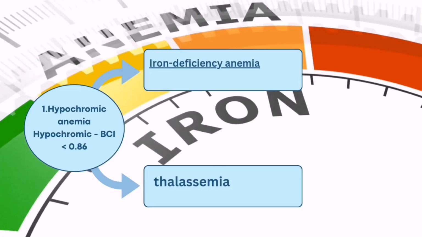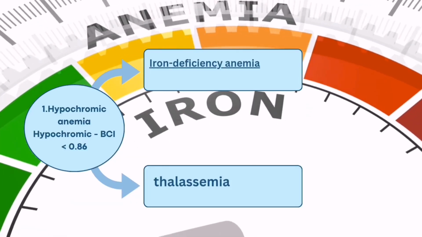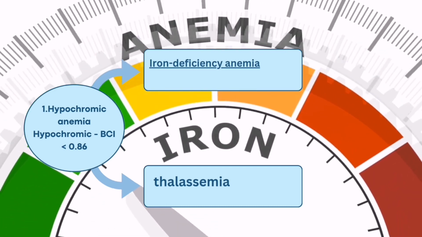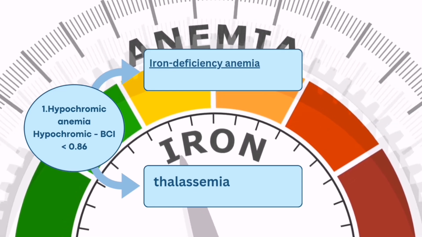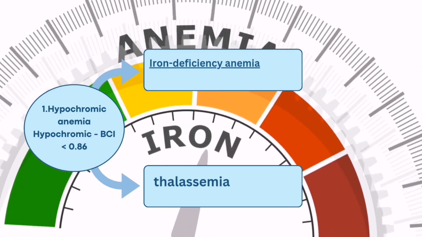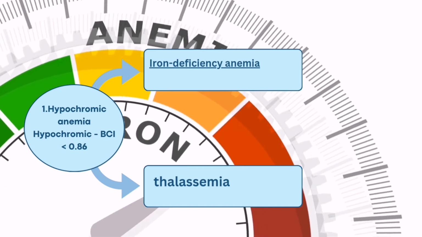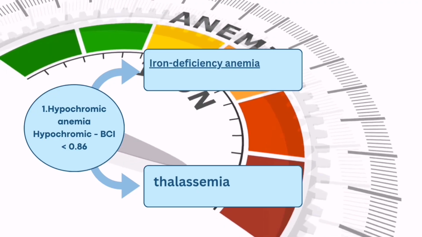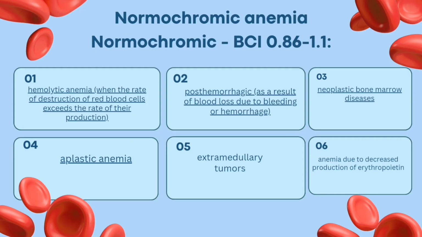Okay, now we are talking about hypochromic anemia. This means a blood color index less than 0.86, and hypochromic anemia is classified into two: iron deficiency and thalassemia. If in your general blood test you see a color index less than 0.86, this is hypochromic.